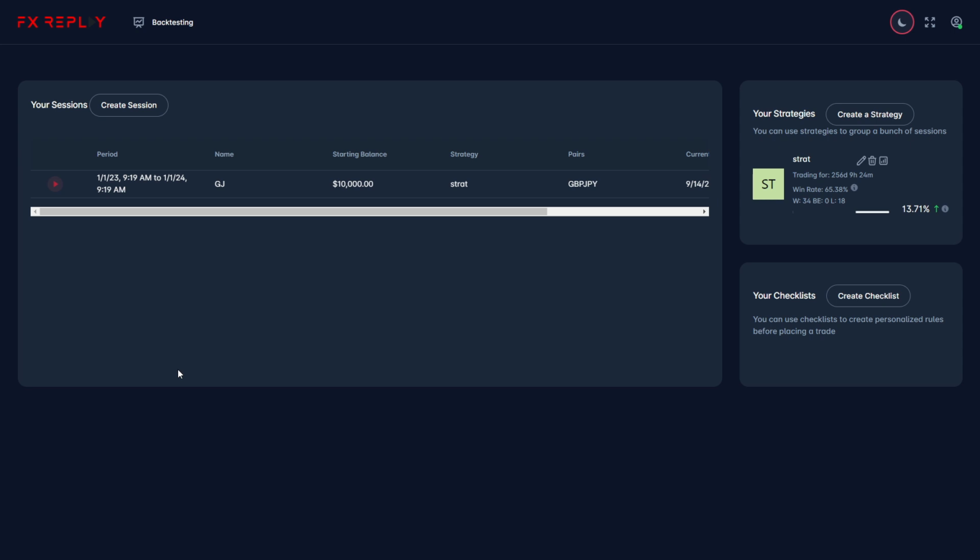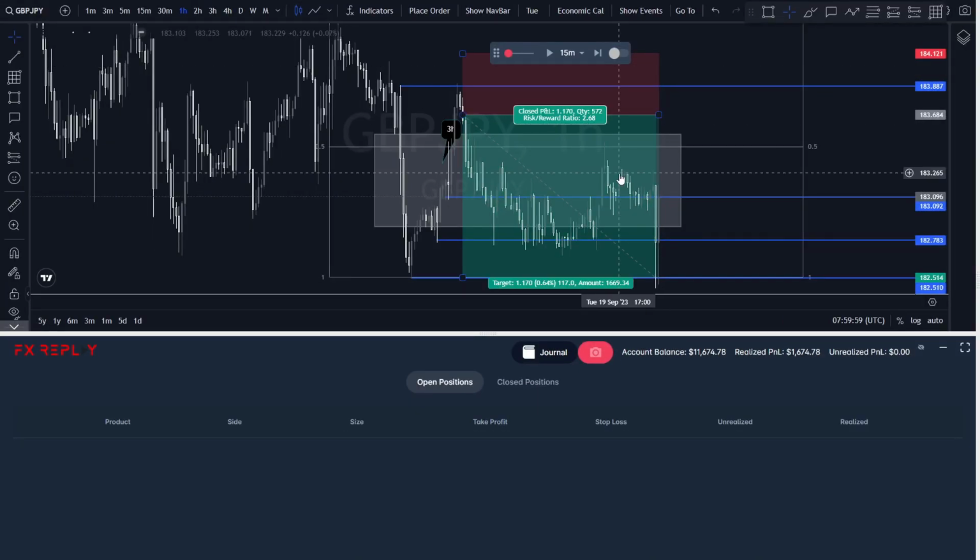Today I'm finally not as sick anymore as I was the last couple of days, so let's just see how the first trade goes. Okay, so first trade was a win.